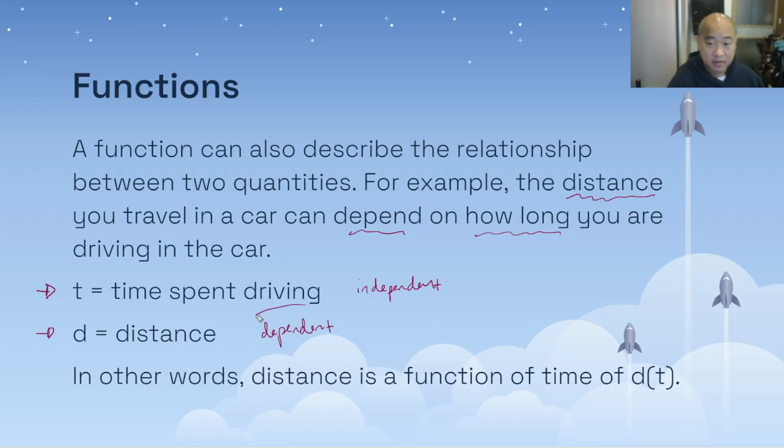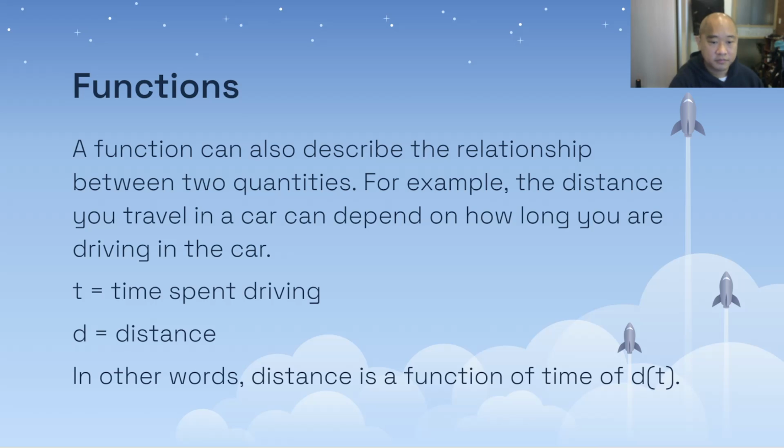Distance is a function of time. You'll hear this terminology for the next few years of math class. Distance is a function of time, or weight is a function of exercise amount or something. There's a lot you could say this for, any two relationships where one thing is dependent on another thing, right? So distance is a function of time is written like this: d of t.